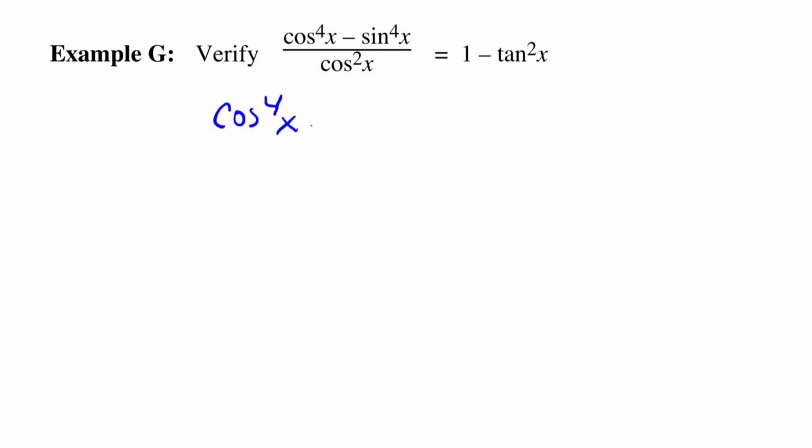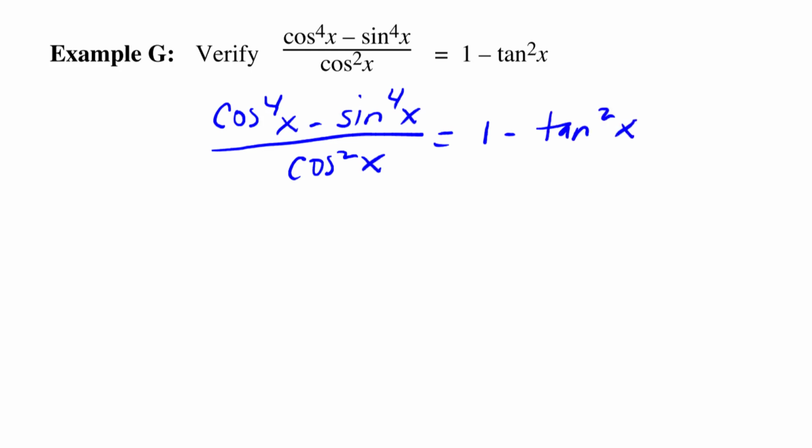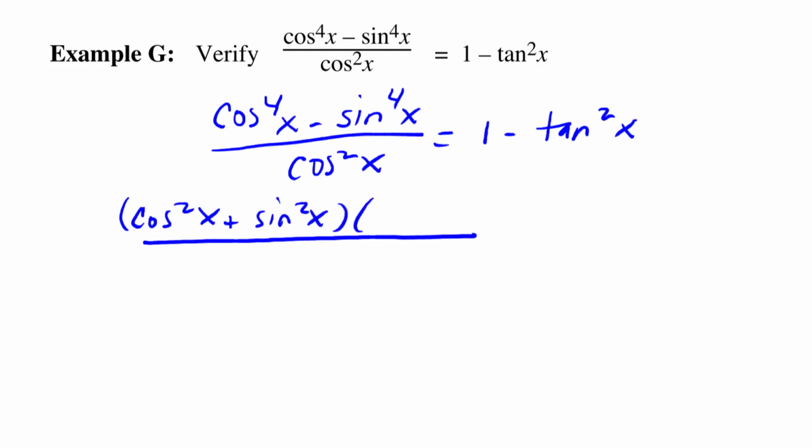Cosine to the fourth x minus sine to the fourth x over cosine squared x equals 1 minus tangent squared x. A lot of squares. The numerator, interestingly enough, is a difference of squares. I know it's to the fourth power, but it's actually cosine squared x plus sine squared x, that's one conjugate, times cosine squared x minus sine squared x. And it's all divided by cosine squared x.